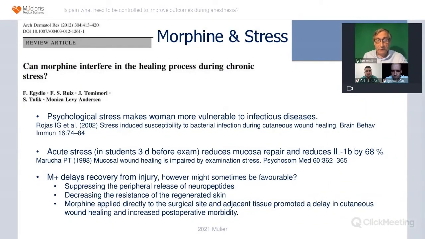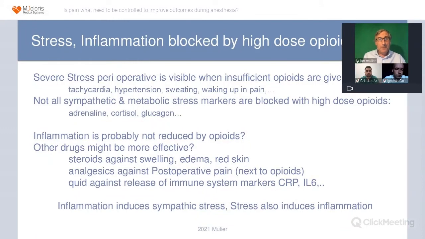Morphine interfering in the healing process during chronic stress. Indeed, if there is morphine, the chronic stress will be even worse and the healing will also be worse. So the inflammation will probably also be worse. Opioids might be active in blocking the sympathetic reactions, but are not sufficient in blocking the inflammatory reactions. Stress inflammation is blocked by high-dose opioids.